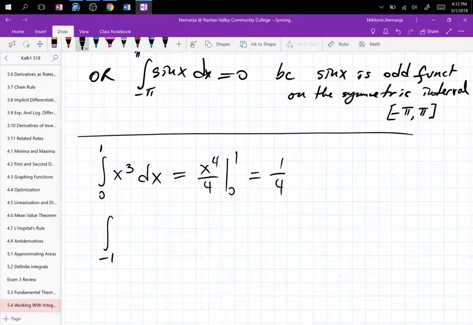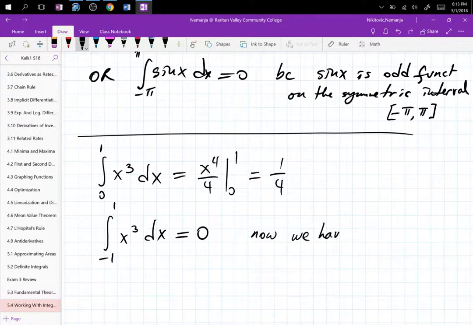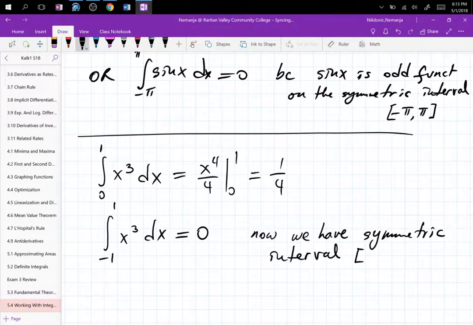Because you went from 0 to 1. If you go from negative 1 to 1 of x cubed dx, then yeah, the answer is 0, because now we have a symmetric interval negative 1 to 1. Before that, we did not have it. It was 0 to 1. That's not symmetric. So are we all clear on what the symmetric interval means? The number in the lower limit and the number on the upper limit have to be the same, except the one on the bottom is negative. Yes? No, that's good. I just wanted to clarify. Good.